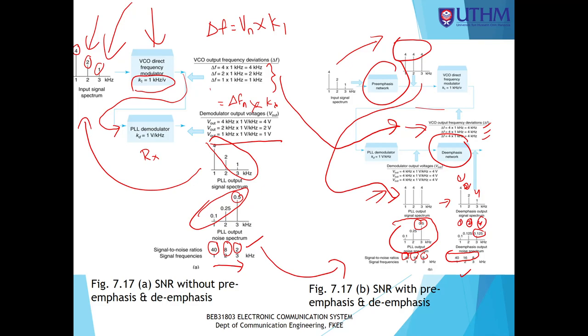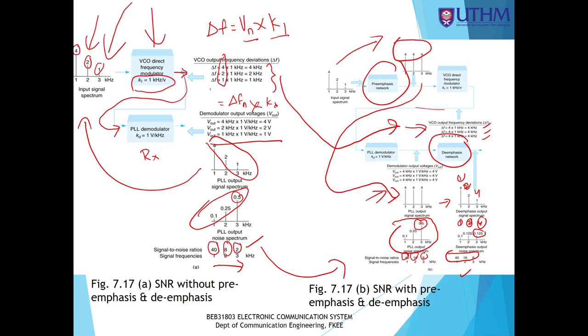So, as you can see, we can find the delta F at the output of the VCO, which is equal to VN, the input signal amplitude, multiplied with the transfer function K1. We have three input amplitudes here: 4 volt, 2 volt, and 1 volt. We multiply the input signal with the VCO transfer function K1, which is 1 kilohertz.